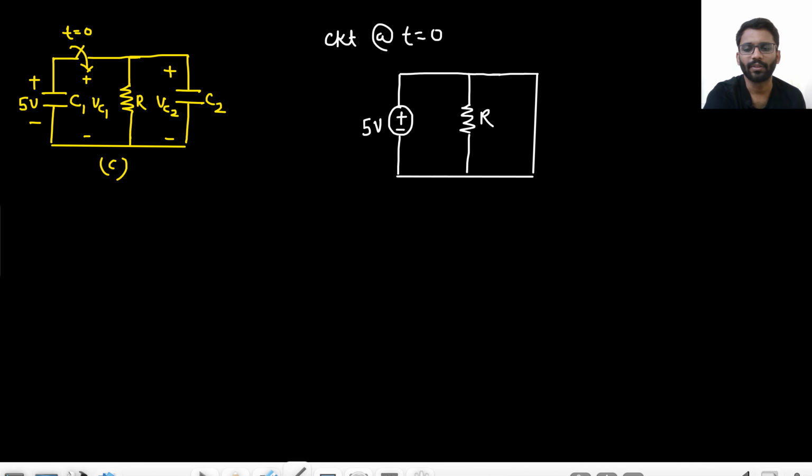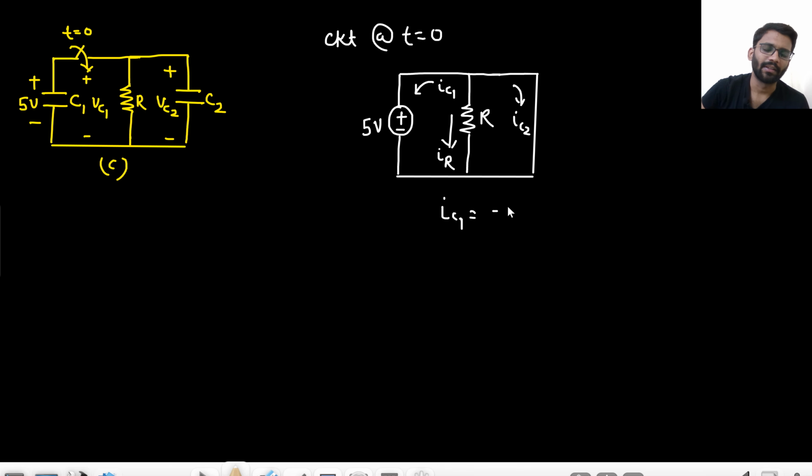What will happen? Tell me what is the value of current that is there here, here and here. Let's call this current as I and this current as IR. This current as IC1 I am calling. Actually IC1, wait a minute. Yeah, this is actually IC1, this is IC2 and this is IR.